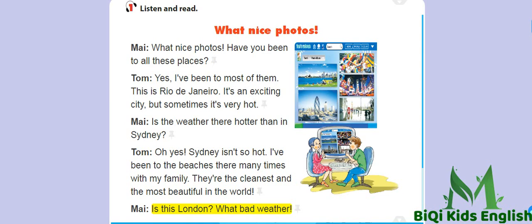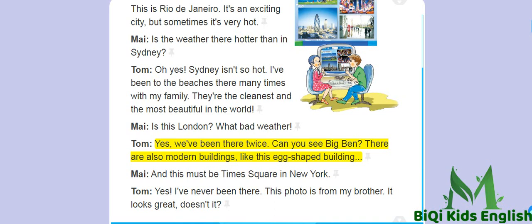Is this London? What bad weather! Yes, we've been there twice. Can you see Big Ben? There are also modern buildings, like this egg-shaped building. And this must be Times Square in New York. Yes, I've never been there. This photo is from my brother. It looks great, doesn't it?